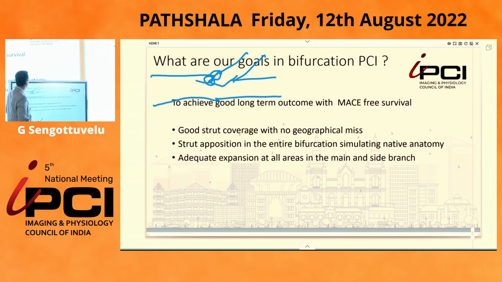So we need to have no geographical miss, strut apposition in the entire bifurcation, mimicking a normal native anatomy, and we need to have very good expansion and apposition in the entire main branch and the side branch. That is the objective.